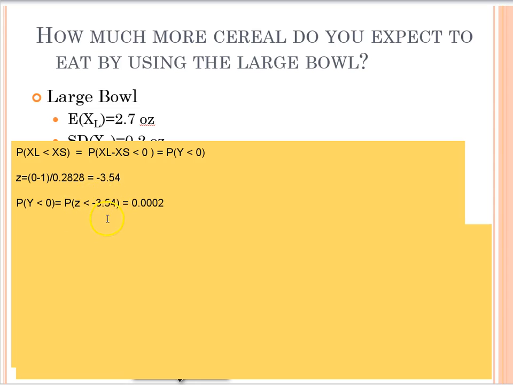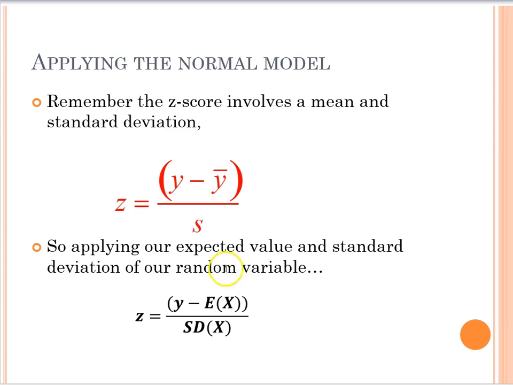So these are equal probabilities, and you can look this up on the z-table. I'm going to leave that up to you, but the answer then is 0.0002. So it's highly unlikely that the small bowl would actually contain more cereal. It's not improbable, it's not a probability of 0, but it's a really, really, really small chance that that would ever occur. So that is how you take random variables and start applying them to the normal model.